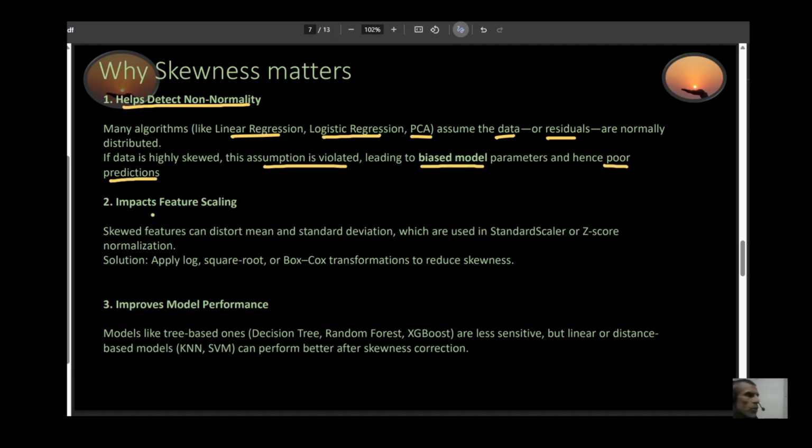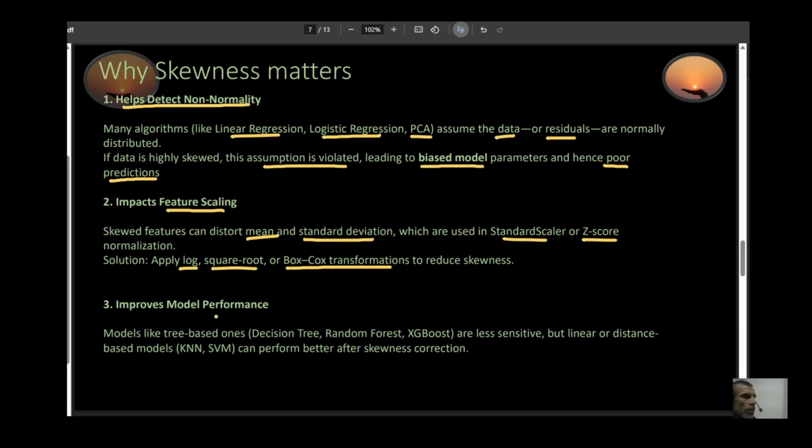So skewness also impacts your feature scaling. If you recall, in feature scaling, we used standard scaler or z-score. Now, if you have a skewed feature, that would distort your mean and standard deviation. So the solution in this case is to apply log, square root, or Box-Cox transformation to reduce your skewness.